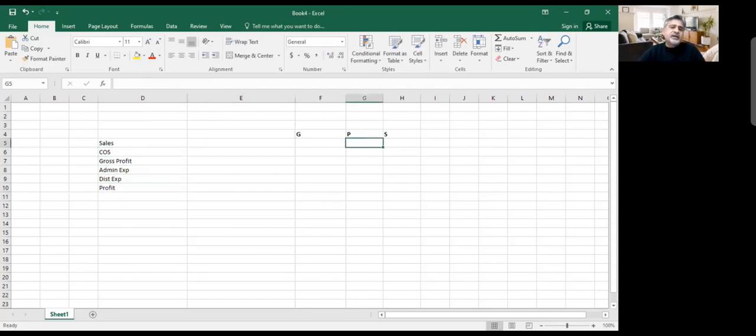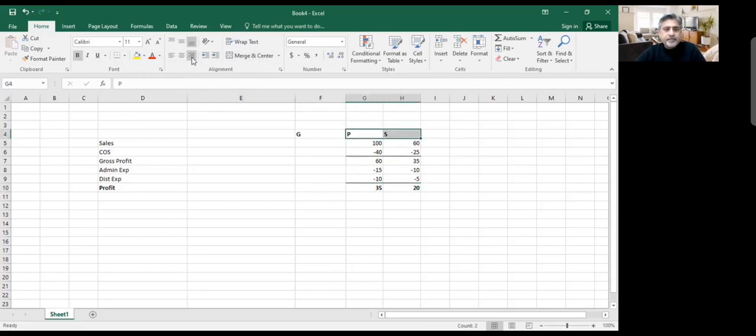So the parent has sales of, let's suppose, 100, cost of sales are 40, and that gives me a gross profit of 60. And then admin expenses are 15, distribution expenses again 15, let's call it 10, and we make profit. This is the profit shown by the parent. And then there is a subsidiary. The subsidiary has sales of 60, cost of sales is 25, and then admin expenses probably 10, distribution expenses 5, and their profit is 20.